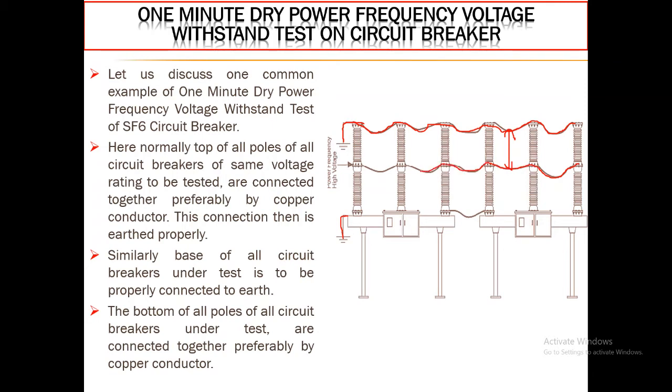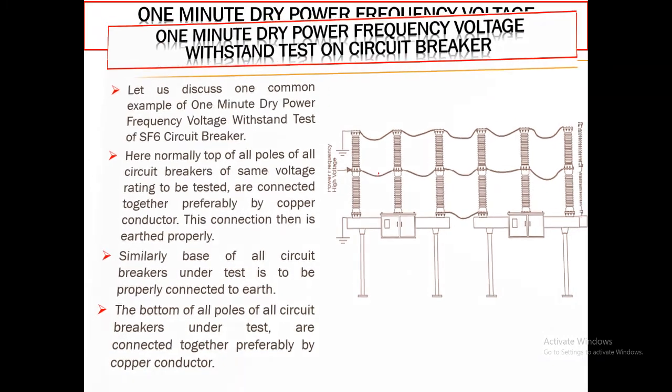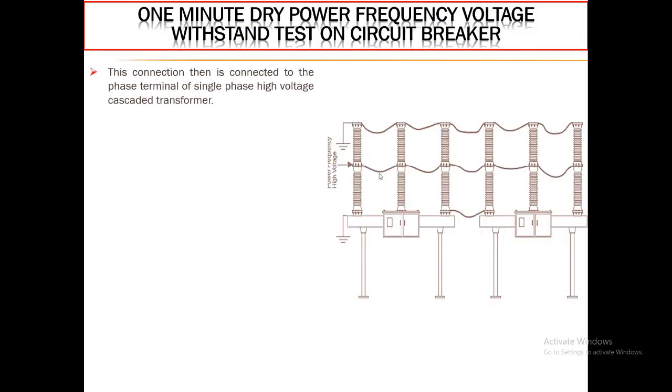So all the poles are shorted by this copper conductor, across which one has to apply the power frequency high voltage. This connection is then connected to the phase terminal, as you can see over here. The center of the connections are shorted with each other, and then it will be connected to this high voltage source, which is generally a cascade transformer.